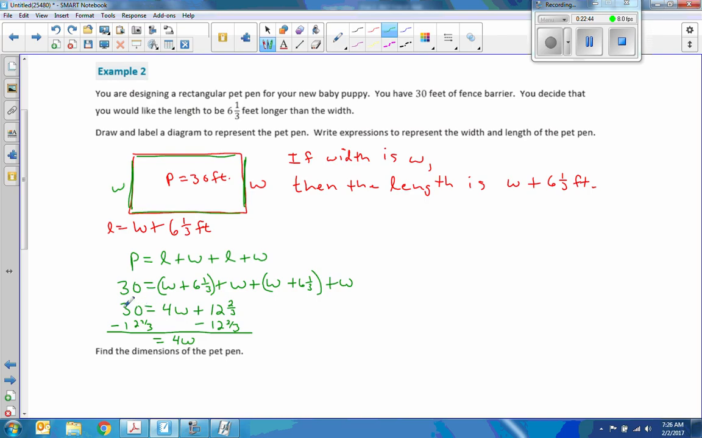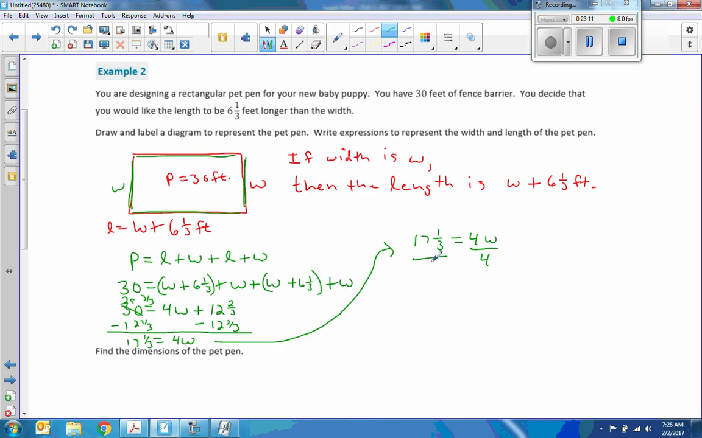Well, I'm going to have to borrow from here. So I'm going to call this 29 3/3. 3/3 minus 2/3 is 1/3. 29 minus 12 is 17, so I'm down to 17 1/3. Go over here now. I'll rewrite that. 17 1/3 equals 4W.